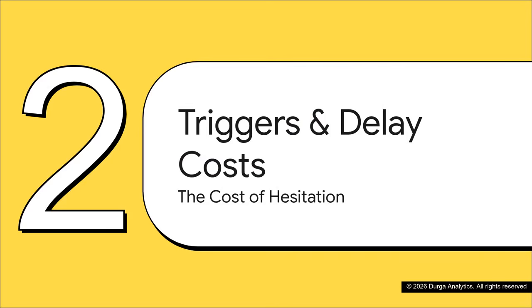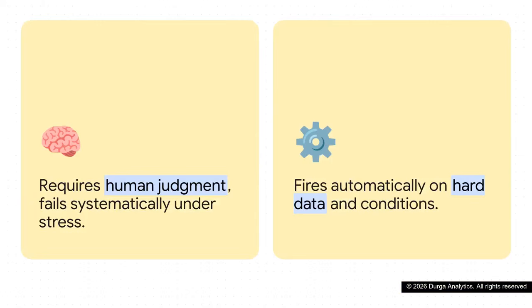Moving on to Section 2, triggers and delay costs. This brings us to the actual mechanics of triggering an escalation, which exposes the single biggest design flaw on modern trading desks. The most common and honestly most dangerous defect is relying on discretionary triggers. A discretionary trigger requires a human being to actively use their judgment to decide if an escalation is warranted. Like a rule saying, escalate if the position becomes concerning.